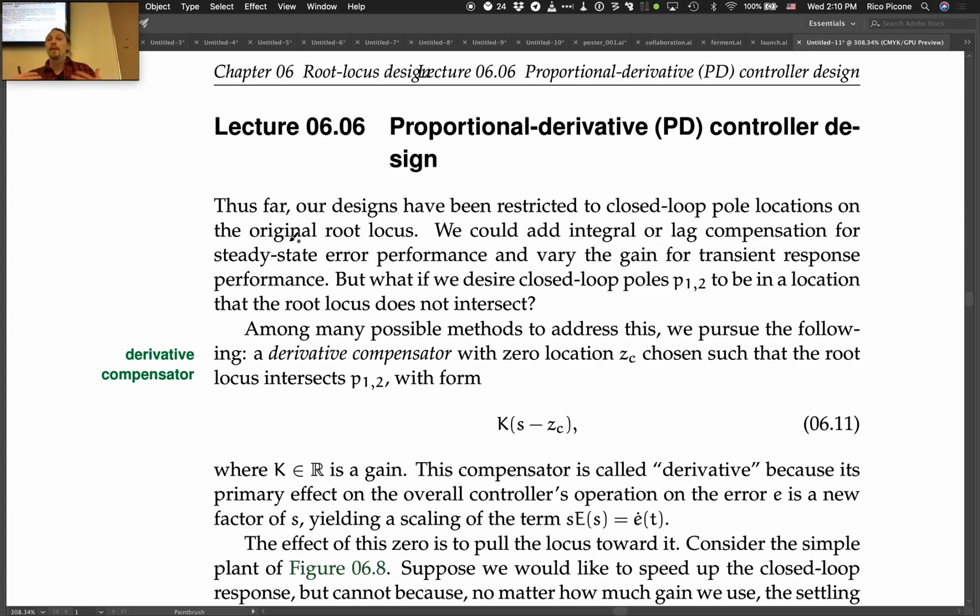So we're actually very interested to figure out some way to move that root locus around, and not just around anywhere, because just moving it around randomly isn't going to help us. We need it to go through a specific location. That's what we're going to do with PD control. We're going to use derivative compensation to move that root locus to intersect any point in the plane that we want. Okay, that's the goal of what we're doing today.